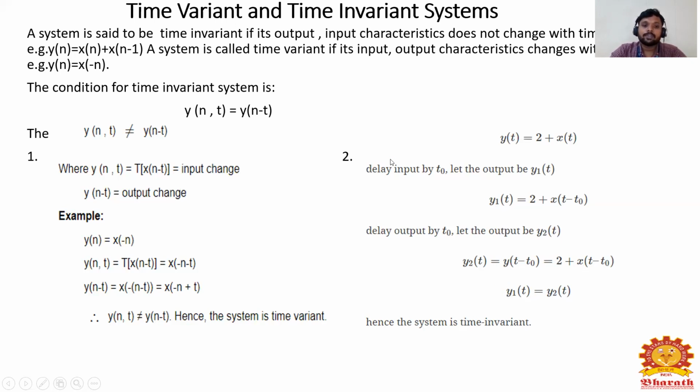So if y of n comma t is equal to y of n minus t, the system is time invariant. If it is not equal, then the system is time variant. That is the definition for time variant and invariant. A system is said to be time invariant if its input-output characteristic does not change with time. If it is changed with time, then the system is time variant.